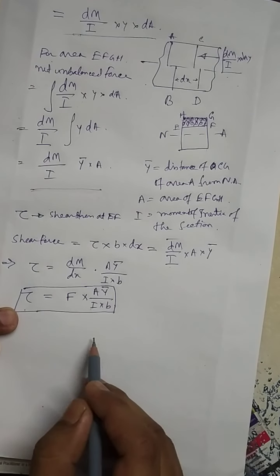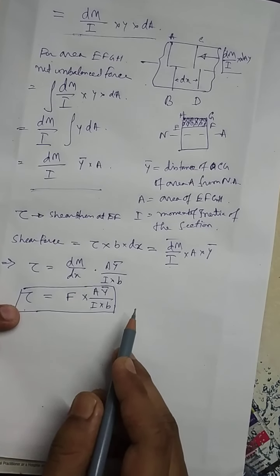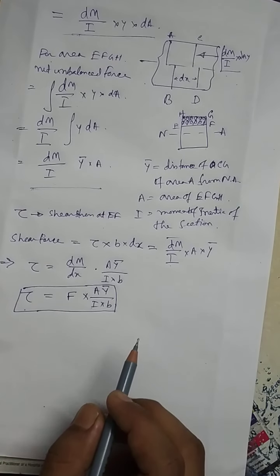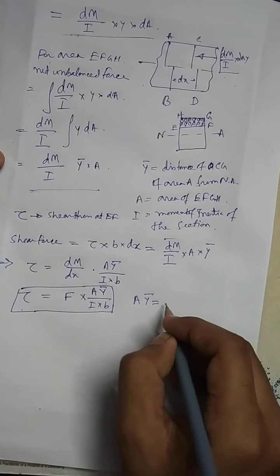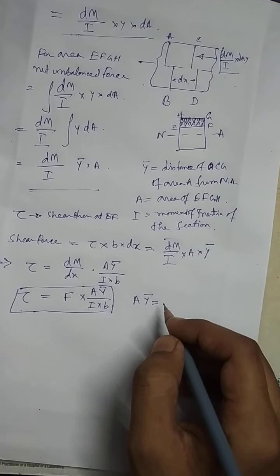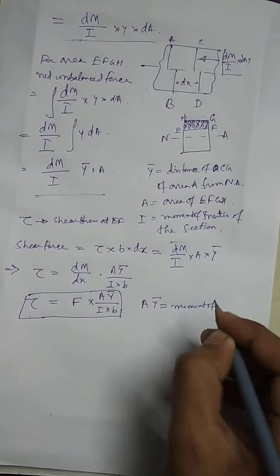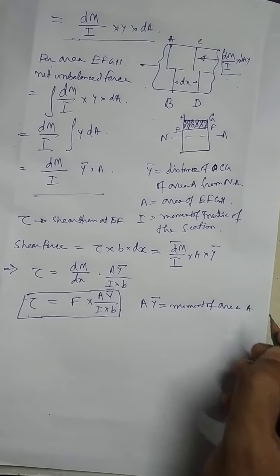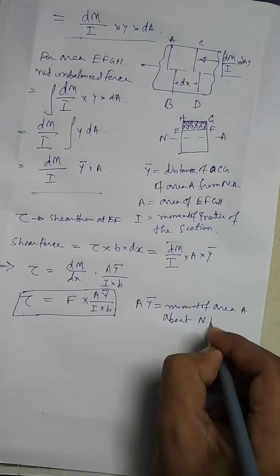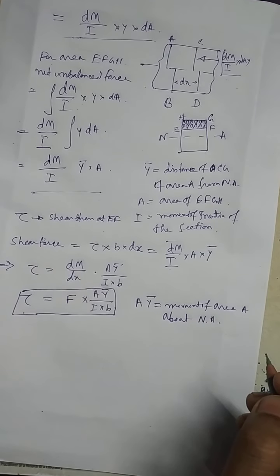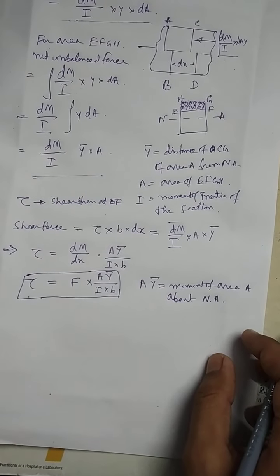Now this formula we are going to require in solving problems. So this A into y bar is the moment of area A about the neutral axis. Okay, so let us have an example.